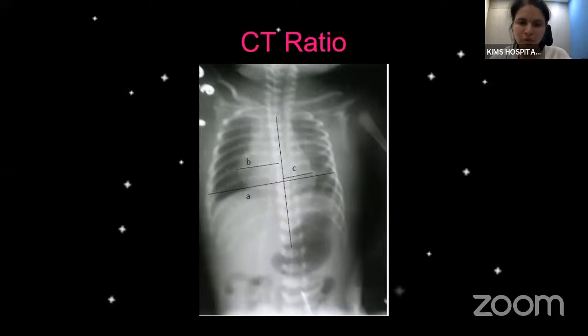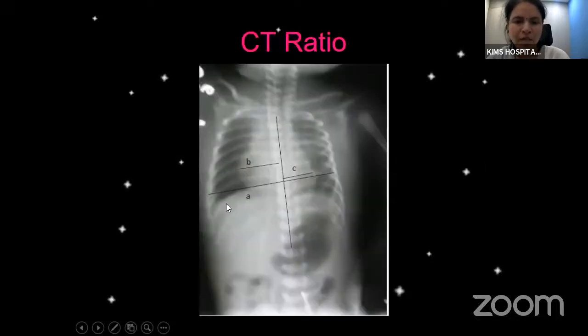So in this particular figure, the dimension A, which represents the maximum dimension of the thoracic cage, measured from the most prominent point on the right and the left side of the rib cage, is taken as dimension A. This is taken as the denominator. And in the numerator, we take the sum total of the two lines which are drawn from the midline to the maximum point of the cardiac border on the right and the left side. So these are represented by B and C. So if we add B plus C and divide it by A, we get the CT ratio.